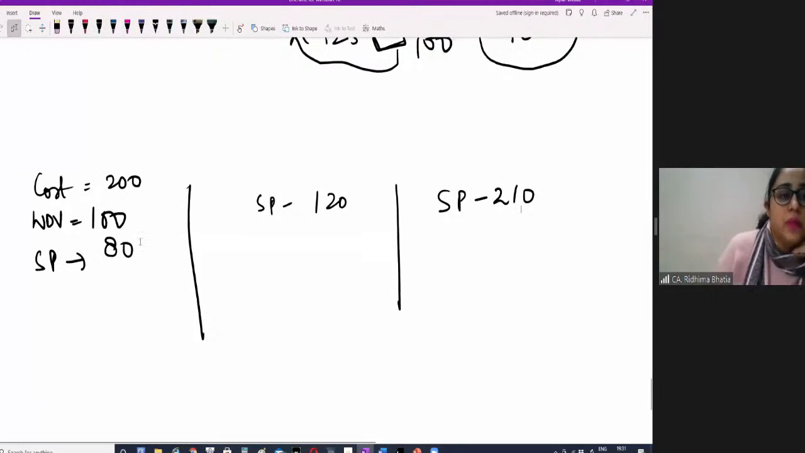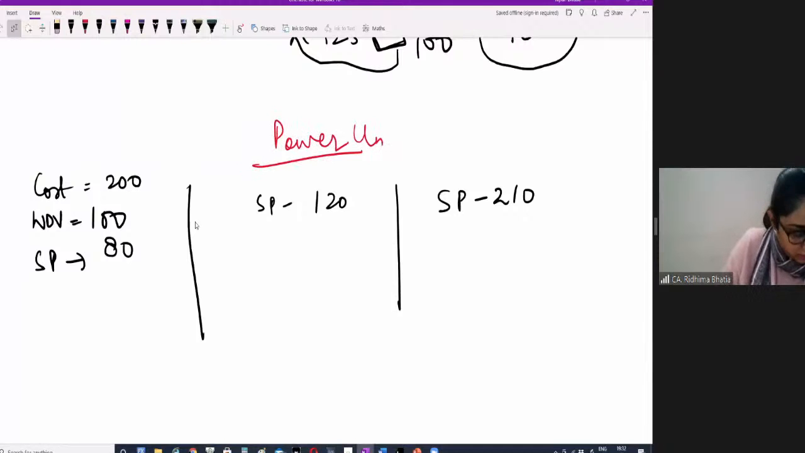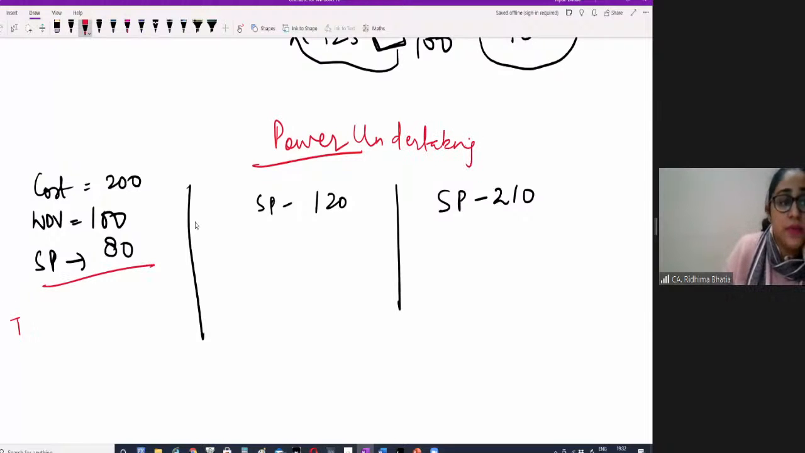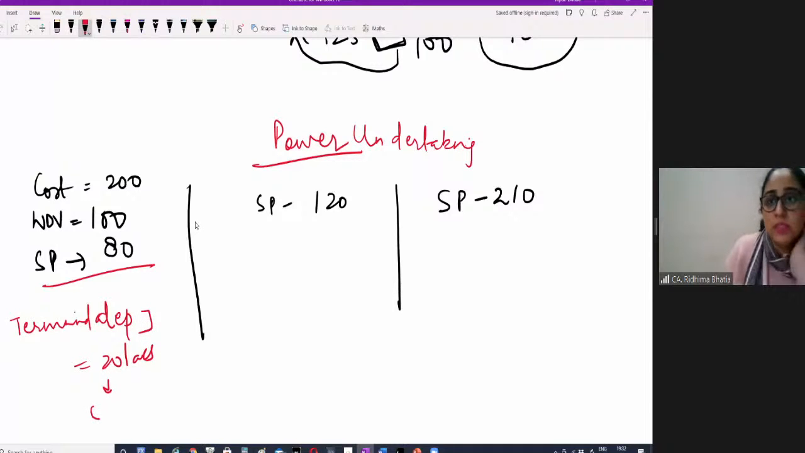Now students, three different scenarios. Cost is 200, WDV is 100, sale price is 80. Now this is a case of a power undertaking, please. In the first case, there would be terminal depreciation of 20 lakhs. And this would be charged to my P&L account. That means this would be a deduction in my P&L account of 20 lakhs.